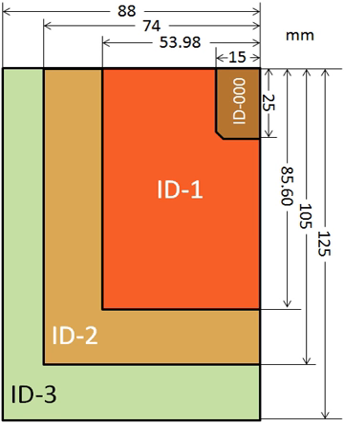Topic: ID000. ID000 specifies a size of 25 mm × 15 mm, with one corner slightly 3 mm beveled.